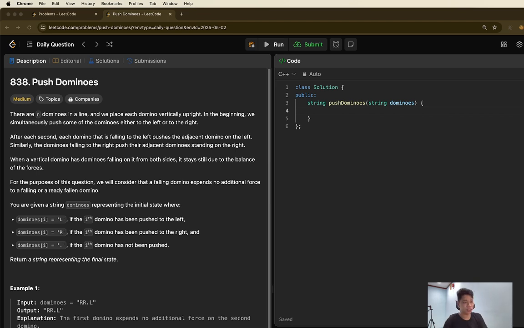So the solution is only to iterate from left to right and find two continuous character dominoes. I mean character dominoes means an R or L character in the string given by the input. And if that's R then L, do the simultaneous push. Okay, now let me code it. Hope it will be accepted in one hit. Okay, from left to right.